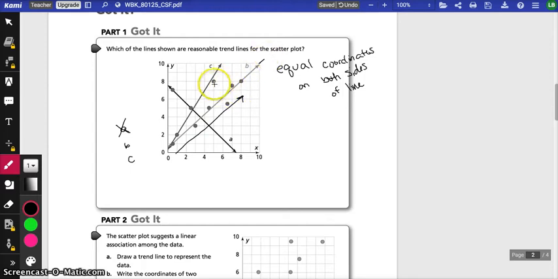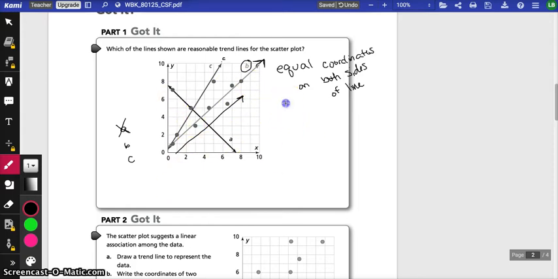Okay, so it splits the coordinates pretty evenly, meaning that there's a good amount of coordinates on the left of it and a good amount of coordinates on the right of it. It's pretty even, and most importantly, it is in a positive direction. So that's a possibility. Now let's look at C. C only has 1, 2, 3 coordinates near it, and the rest are all on the right of it. So C is kind of far away. So we're going to say that B is a good line of best fit for this data.